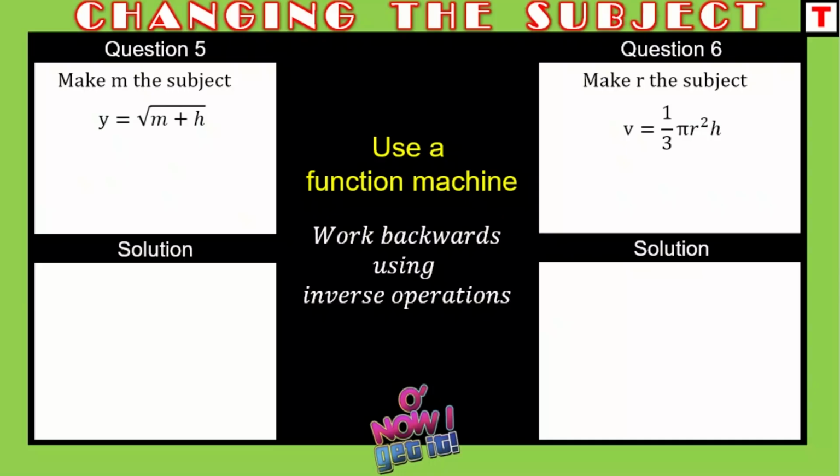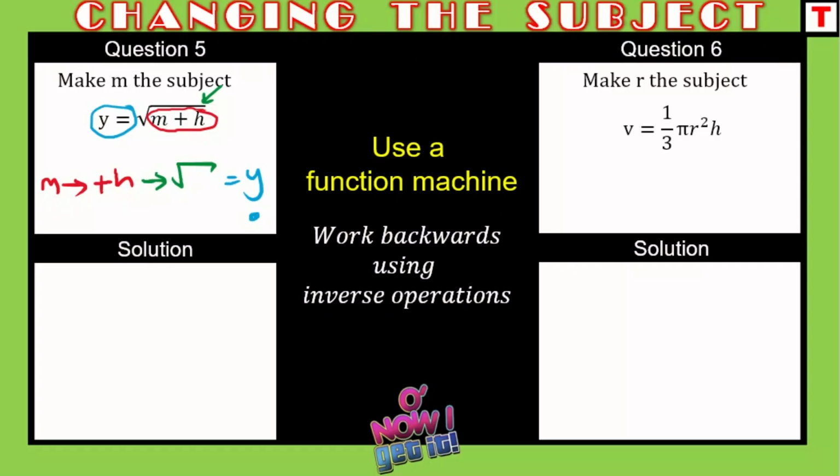So the first thing that I see happening to m, let's write that down, is we are underneath the square root. So this is what is happening at the moment. So m, we're adding h. Then we see the square root taking place. So now we're going to be taking the square root, and then this gives us the output of y.